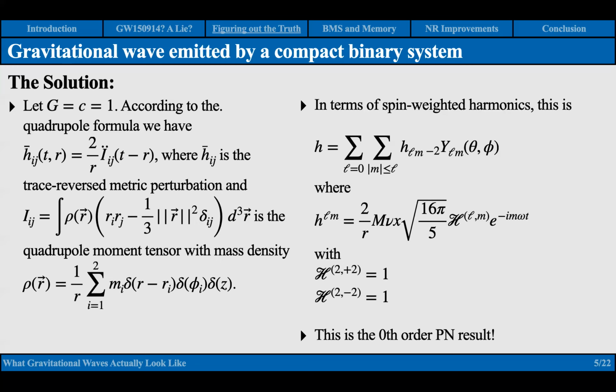And then this is almost true. You've actually almost derived the 0th order PN result. The issue here is your binary isn't coalescing at this point because it's just orbiting with some constant angular velocity.